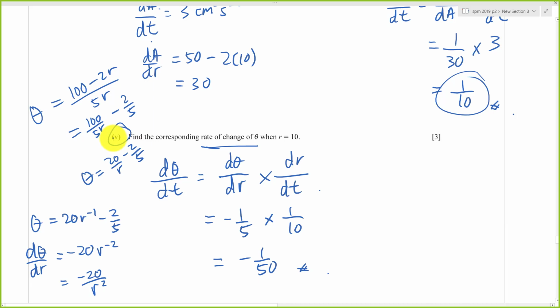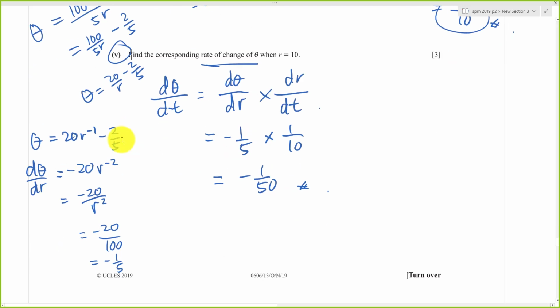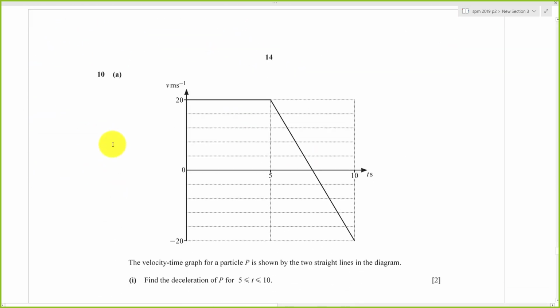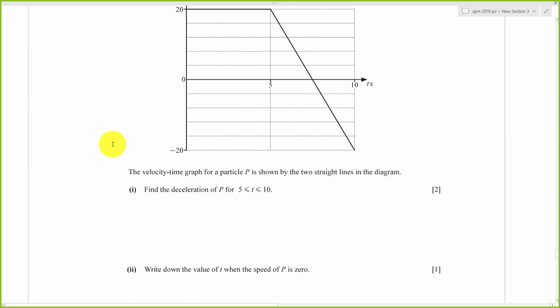This part 4 is a bit hard if you are not so familiar with rate of change, because you always need to form the chain rule based on the information given, and then try to link the information. In order to do this kind of question, you need to have some experience on how to link between different rates of change. Okay, I'm going to move on to the next one.